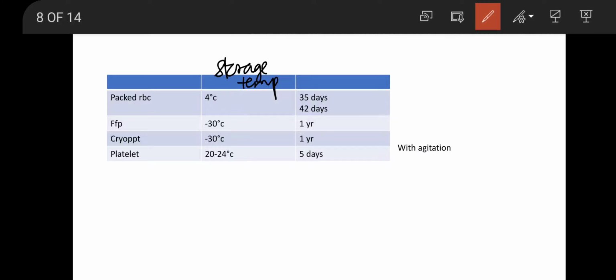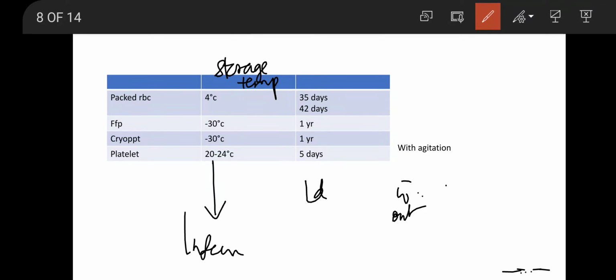Then platelets are stored at around room temperature, 20 to 24 degrees Celsius, and can be stored up to 5 days if they are kept with agitation. Without agitation, it is only for 1 day. So this is almost room temperature, so there is an increased chance for infection.